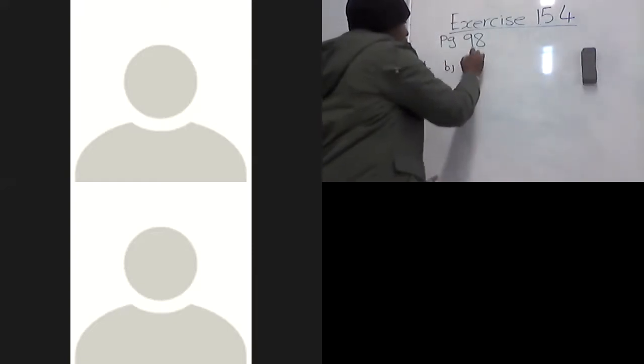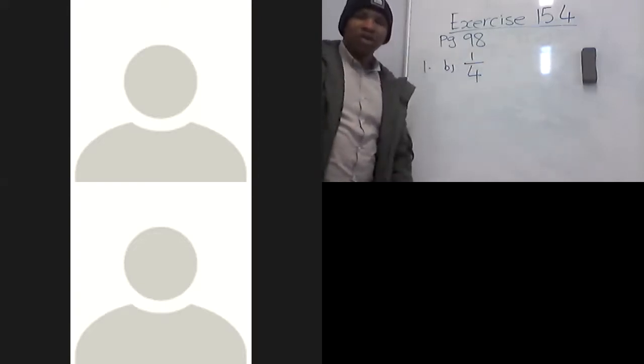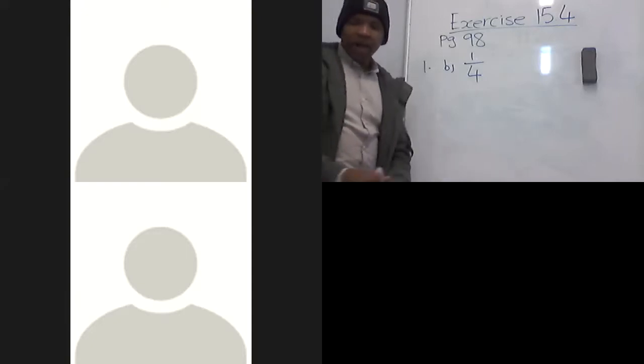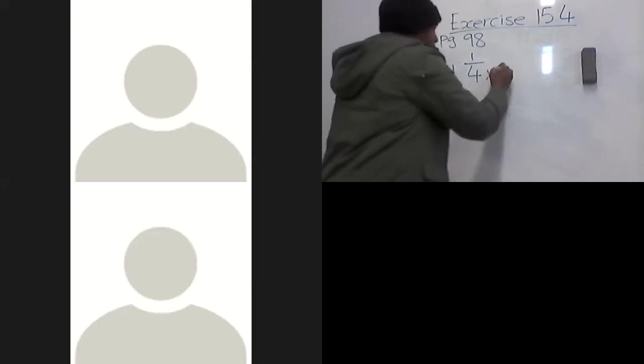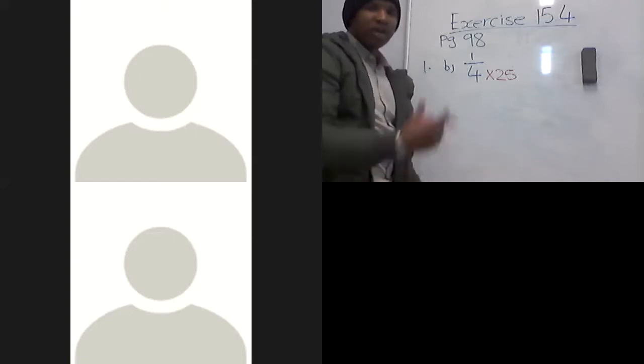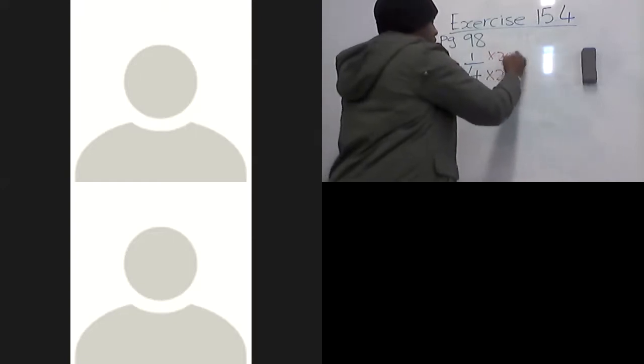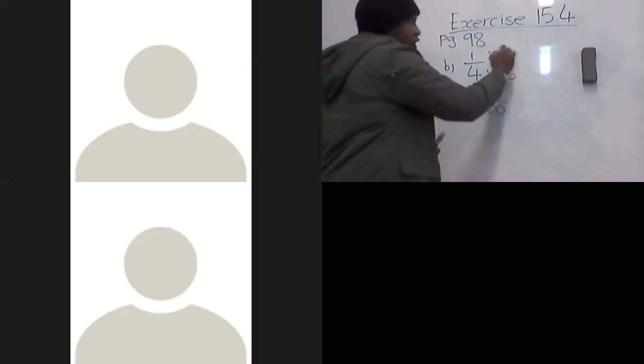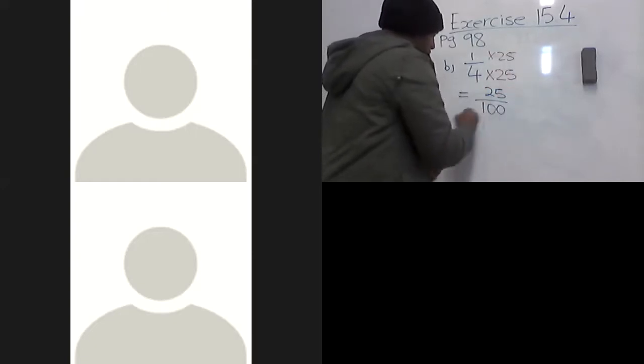B, we have 1 over 4. So what can we do to 4 to make it a 10 or to make it 100? We can't make a 4 a 10. So we can make a 4 a 100 by multiplying it by 25. So if I multiply the denominator by 25, I must also multiply the numerator by 25. This gives us the denominator to be 100 and the numerator to be 25.